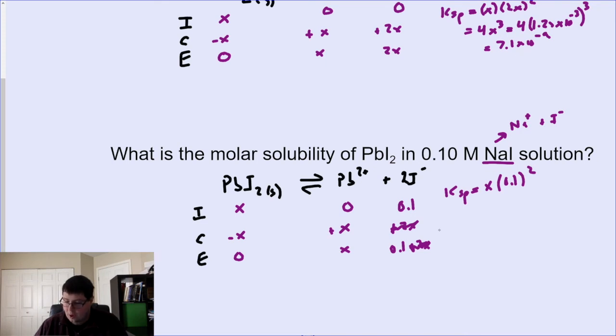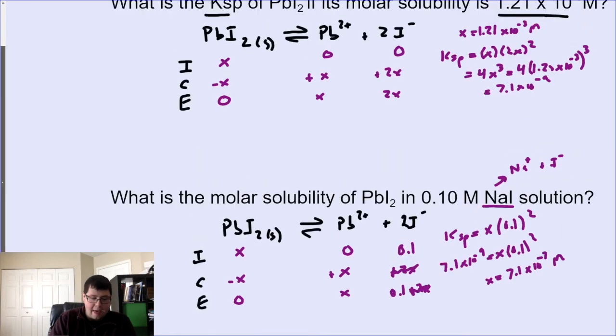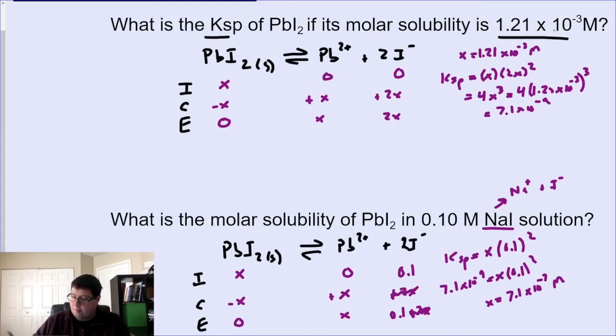Solving for x here, we know our Ksp from above, 7.1 times 10 to the minus 9th, equals x times 0.1 squared. Solving that for x, I end up getting 7.1 times 10 to the minus 7th molar. Now, what I want you to look at is compare that molar solubility with our molar solubility from before. Before, we could get 1.21 times 10 to the minus 3rd molar to dissolve in solution. That's a lot larger than we could here.